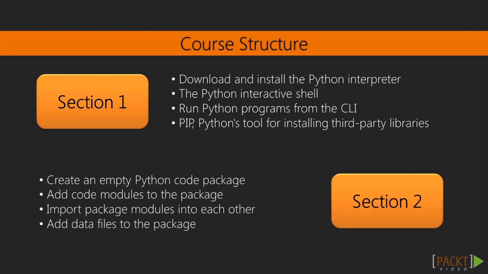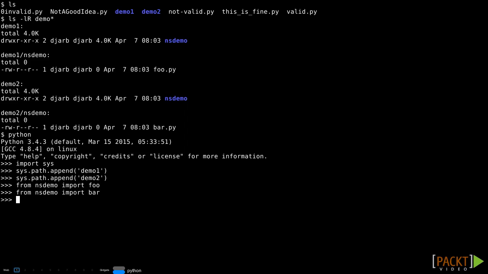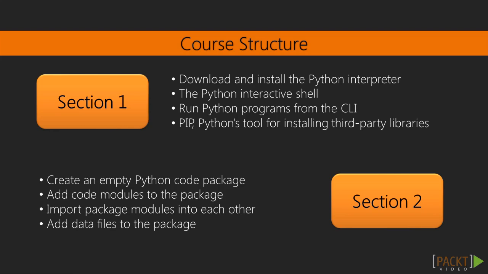In section 2, we'll talk through creating an empty Python code package, and then extend that by adding code modules to the package. We'll then take a short detour to talk about how to import package modules into each other, and see how to add data files to the package.